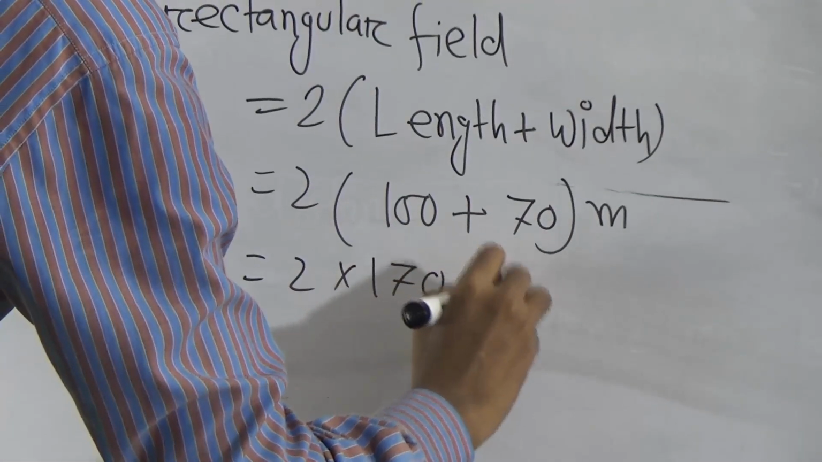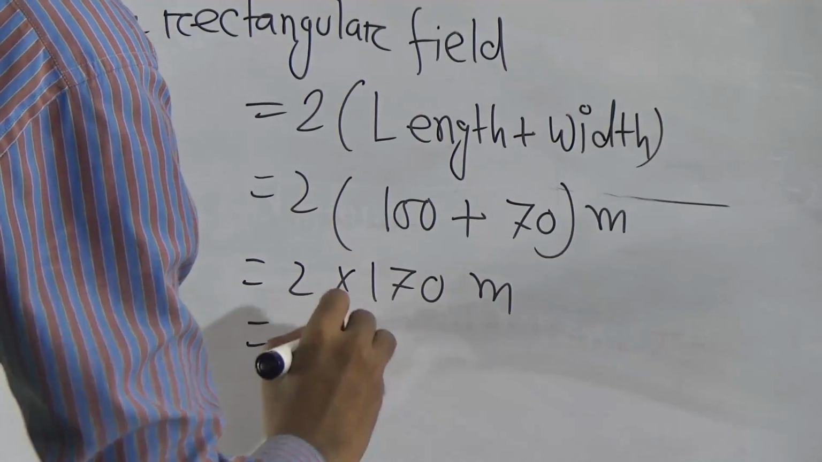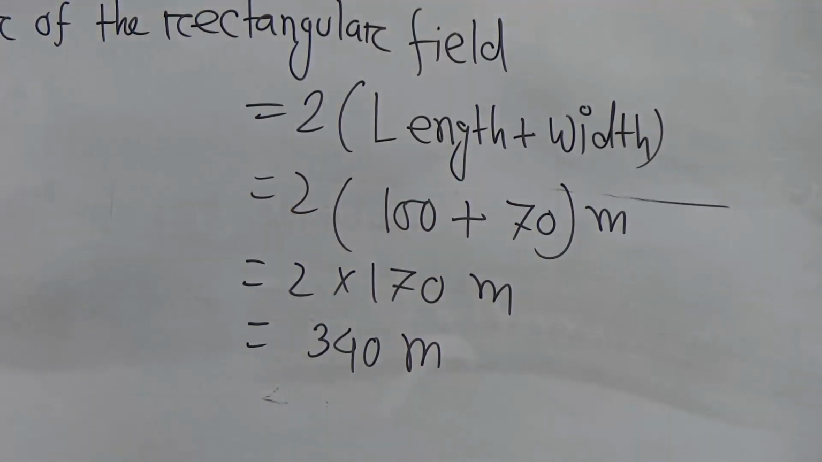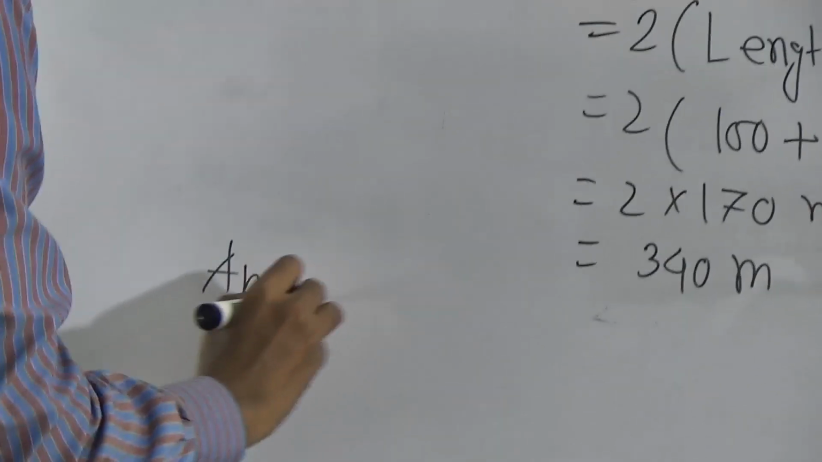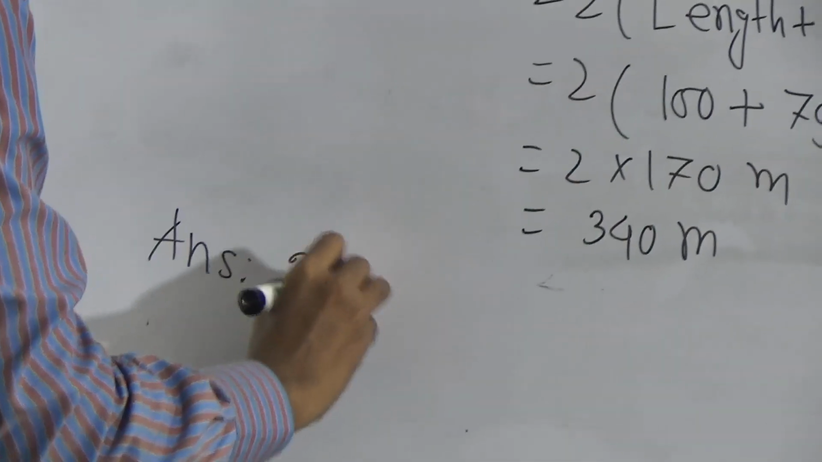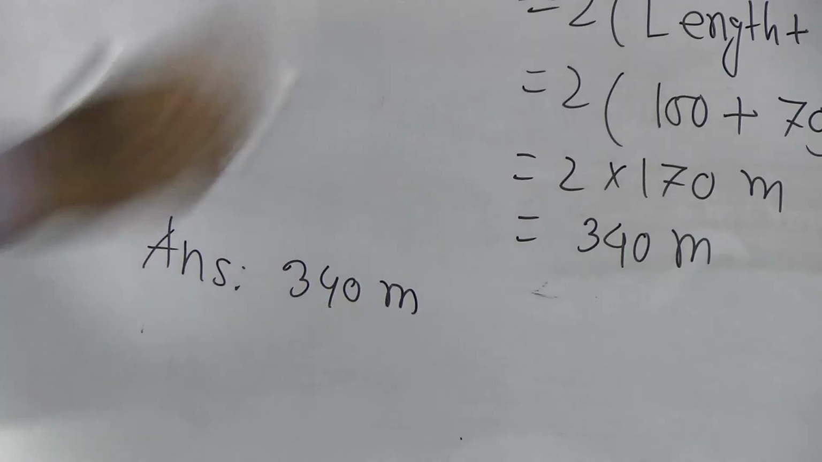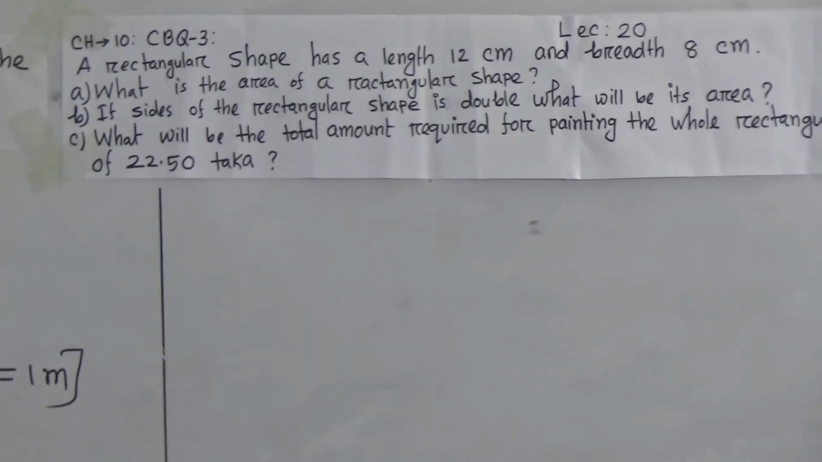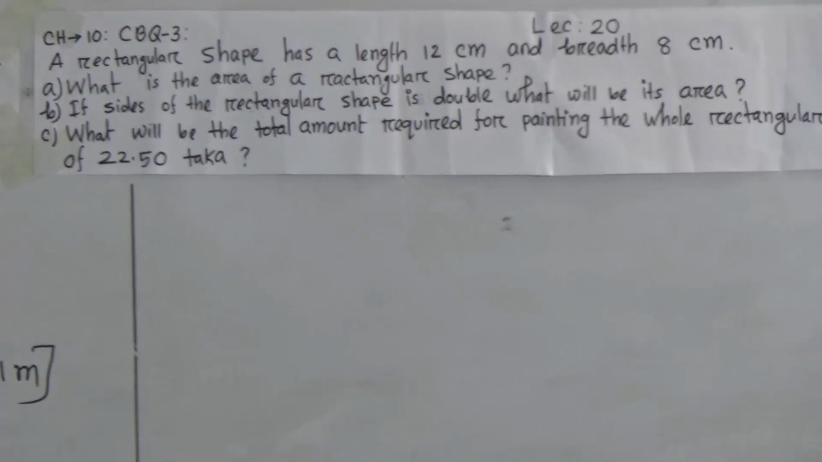170 meter. Now write the answer. Answer 340 meter. I think that student, this is easy for you and you can understand. Now I'll solve the CBQ number 3.